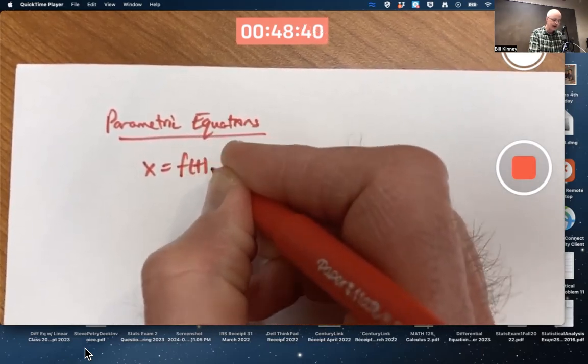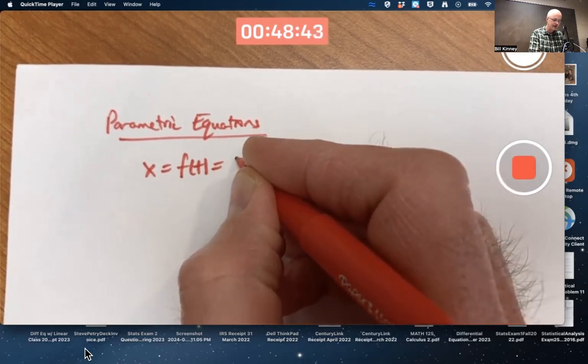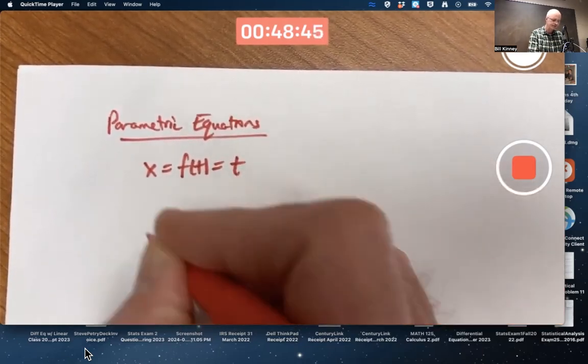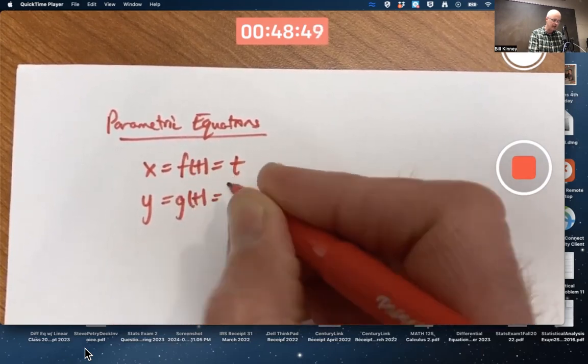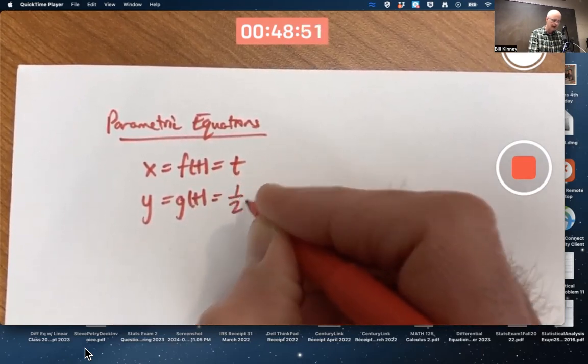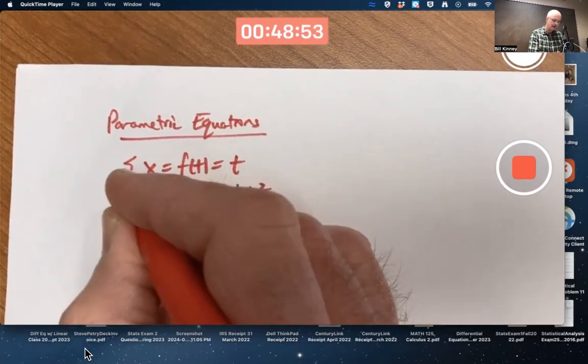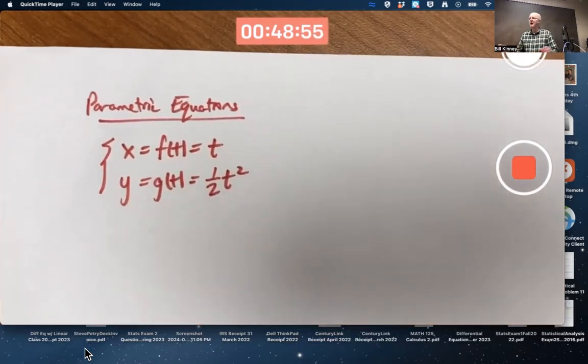X is a function of time. F of t is just t itself. That's nice and simple. Y is a function of time. G of t is going to be a little bit more complicated: 1/2 t squared. That's a system of parametric equations. It models the motion of, say, a particle along a curve, a parametric curve.